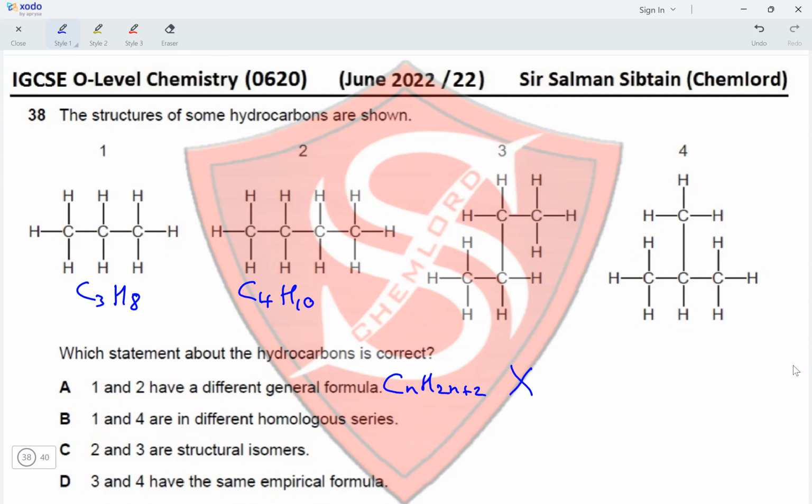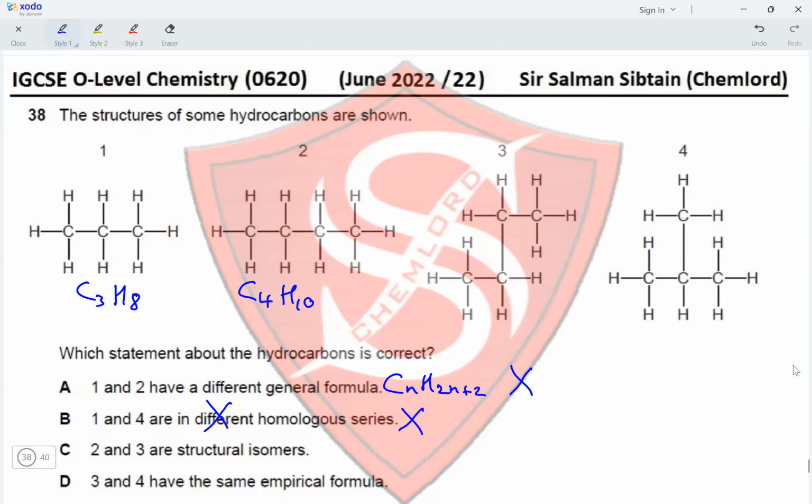1 and 4 are in different homologous series. 1 has all carbon-carbon and carbon-hydrogen single bonds. 4 has all carbon-carbon and carbon-hydrogen single bonds, making both of them alkanes. So they are in the same homologous series.